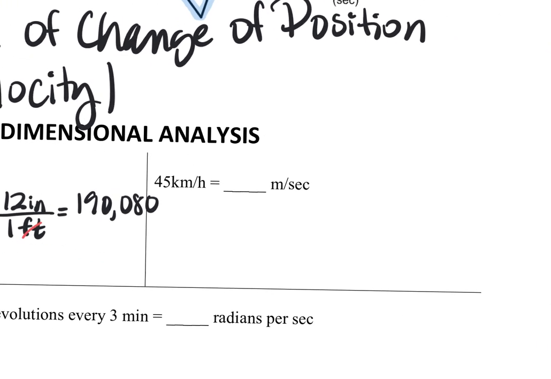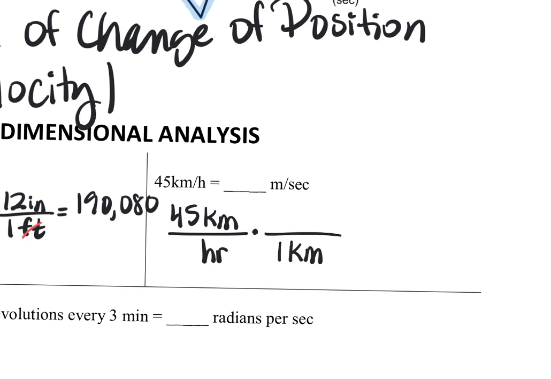On this next one, we have 45 kilometers per hour, and we need meters per second. So let's see, how many meters are in a kilometer? Well, 1 kilometer is 1,000 meters. So think a kilo means 1,000. I'm expecting that you know that.